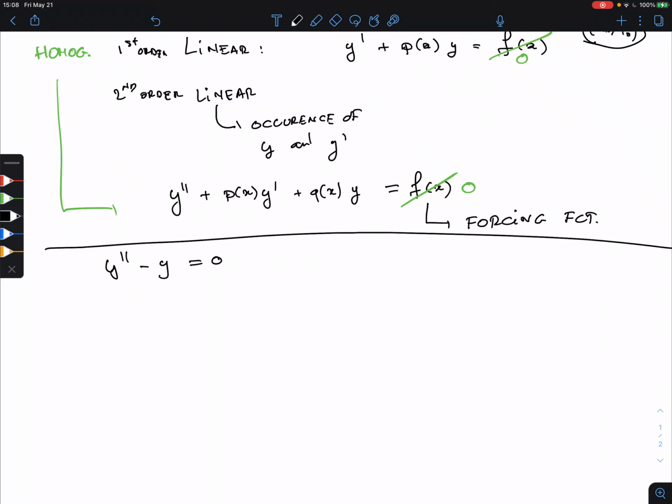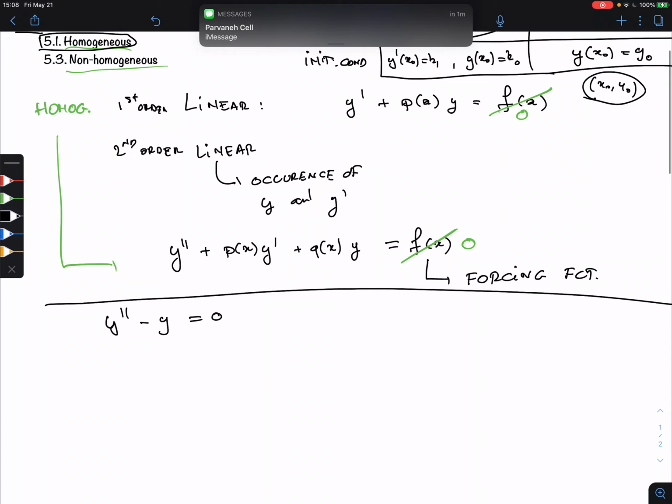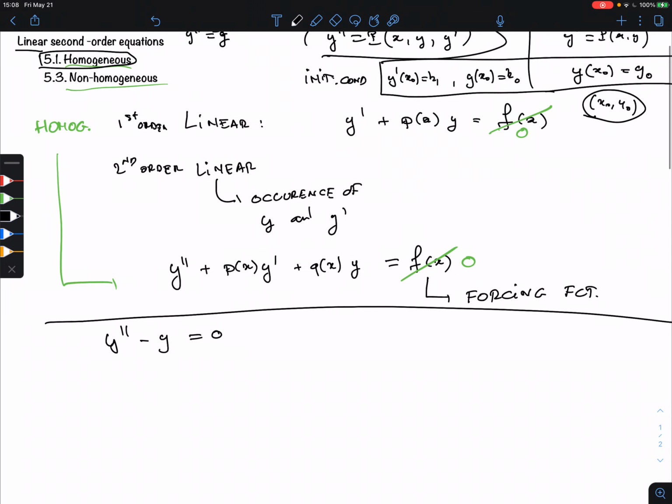Let's convince ourselves that this is a first order. Sorry, second order. Well, yes, it's linear also. There is no y prime involved. So in this case, p would be 0, and q would be just the constant 1. In general, it might depend on x. In this case, it doesn't. And we see that the forcing function f of x is also 0 here. So this is what we are dealing with.